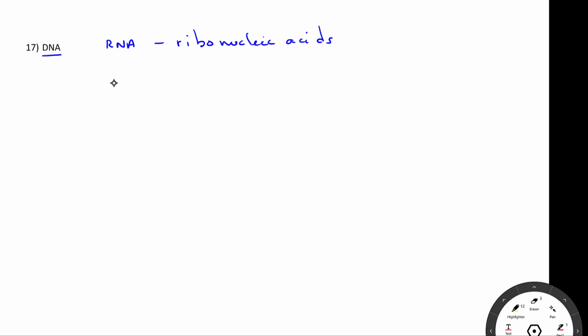It looks like ribose, and we'll do D-ribose. Looks like this.